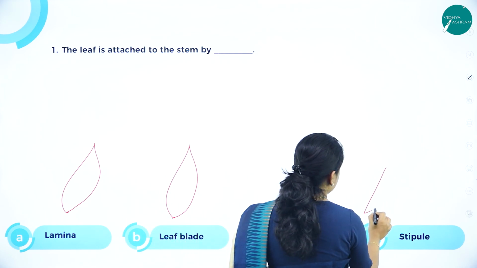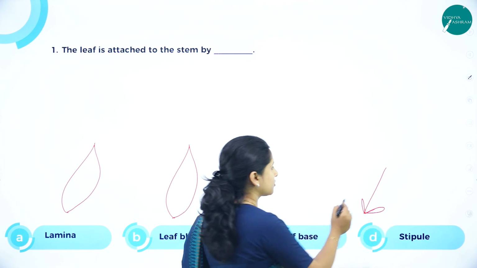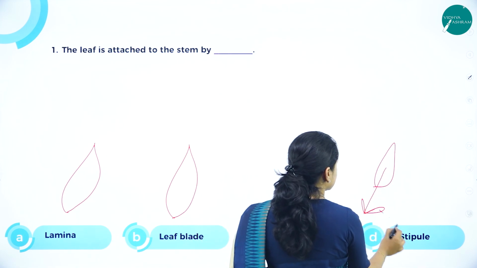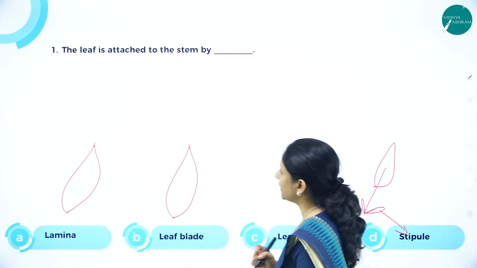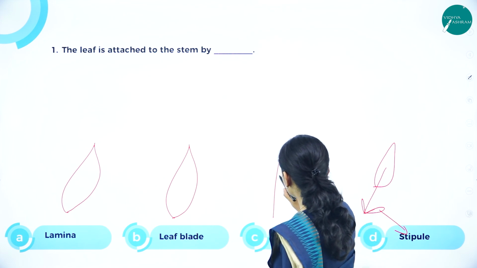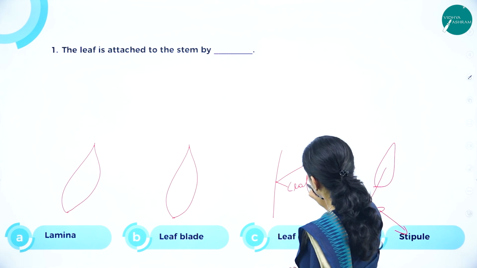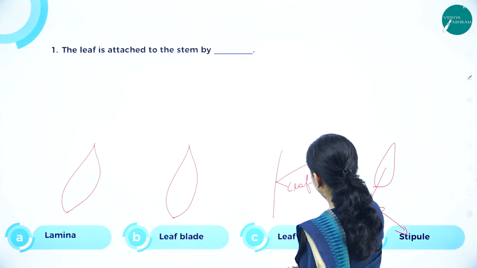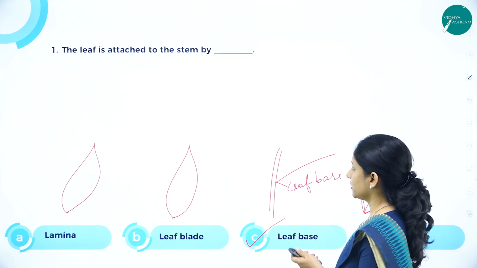If this is a leaf base, small tiny leaf-like structures will arise there. That is called the stipule. So, that is also not the right answer. The right answer here is leaf base because the leaf is attached to the stem at the leaf base. So, this portion is called the leaf base. If this is the stem, therefore, option C is the right option here.